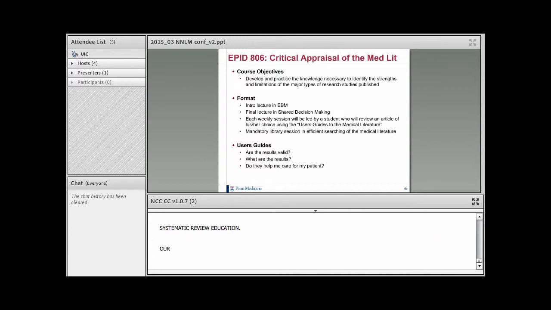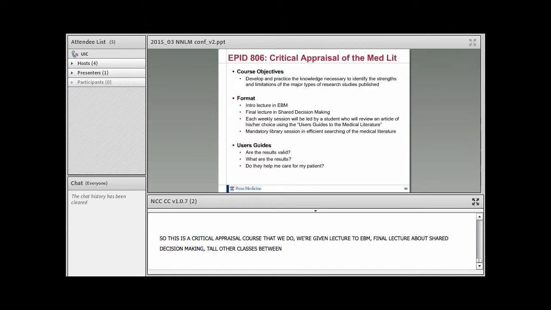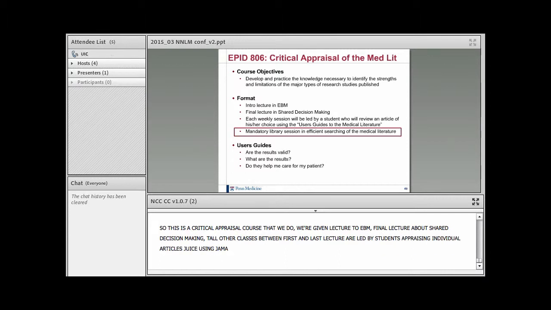So this is a critical appraisal course that we do, where we give an intro lecture to EBM, a final lecture about shared decision making, and then all of the other classes in between that first and last lecture are led by students critically appraising individual articles using the JAMA Users' Guides. And as part of this course, we have a mandatory library session focusing on PubMed, Cochrane, and National Guideline Clearinghouse for each of our students.